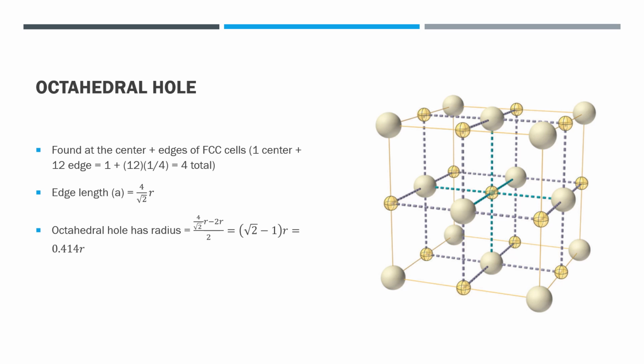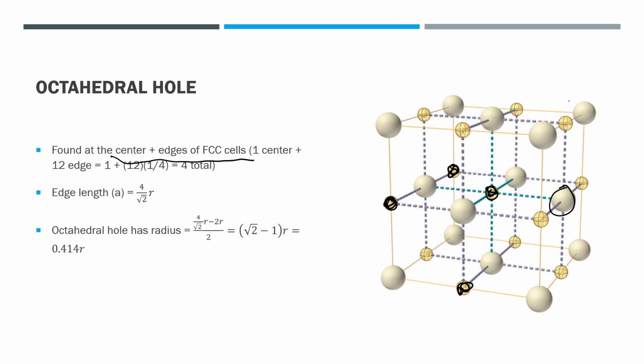First, I'm going to look at an octahedral hole, right? And these octahedral holes are found at the center and the edges of FCC cells. So you can see that these bigger gray atoms are building the FCC unit cell, and these small yellow balls are filling the octahedral holes.